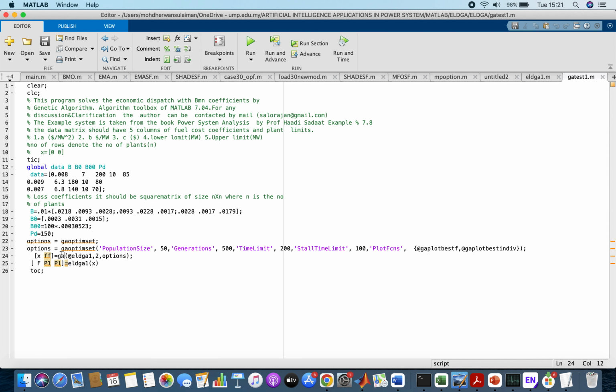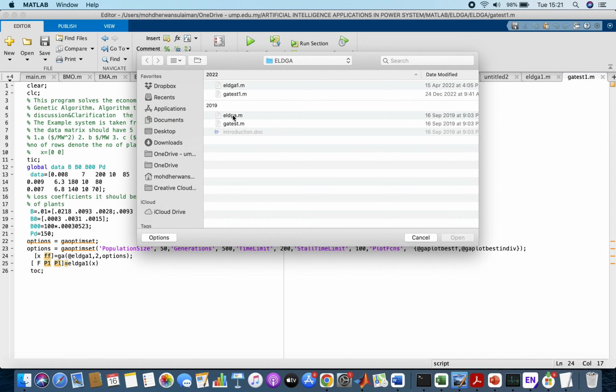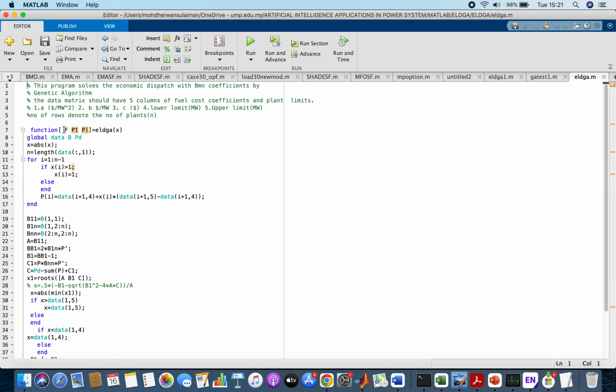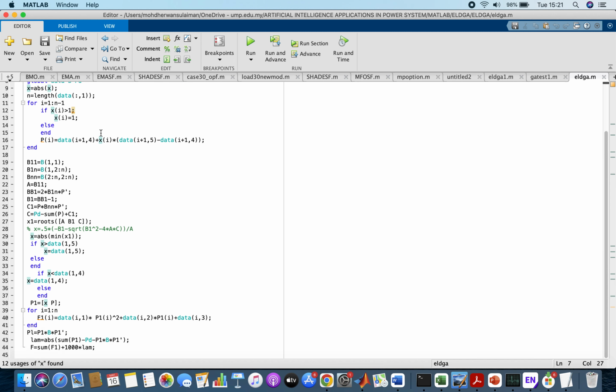XFF, this is the function of GA. You will run the function ELDGA. This is the option. So you can open the ELDGA. This is how to calculate; this is quite common. Your X is your input, and this is your output. Basically this is just how to code everything and get the cost function.